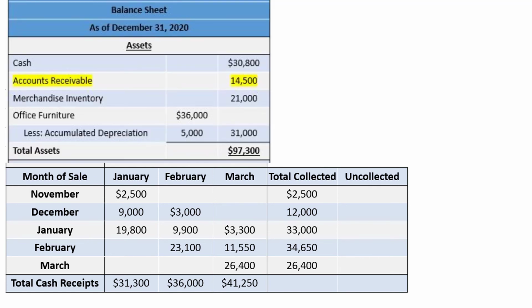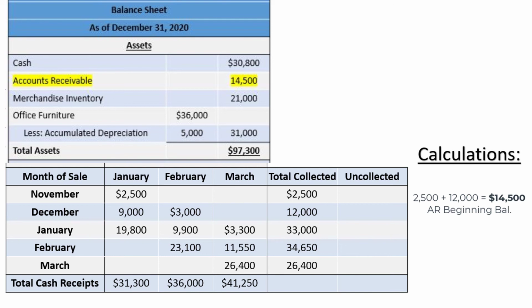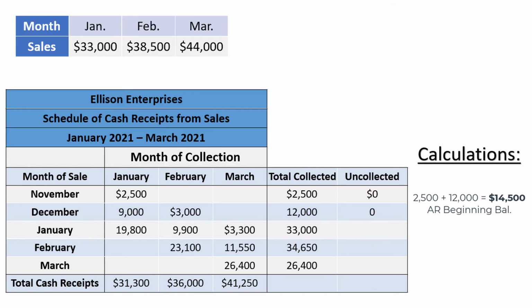First, looking at the beginning balance sheet from December 31st, 2020, we see that there was a $14,500 accounts receivable balance. If we add up the total collections from sales made in November and December, we get $2,500 plus $12,000 equals $14,500, which is the beginning accounts receivable balance. This tells us that the entire beginning accounts receivable balance has been collected. So there is $0 that still needs to be collected from November and December.